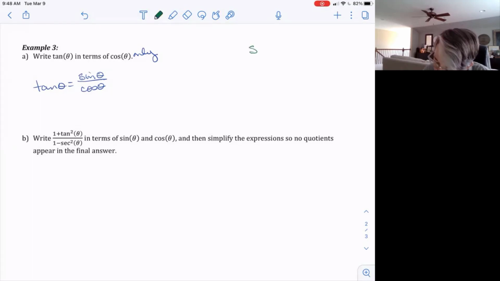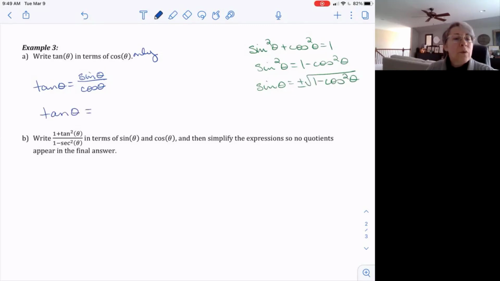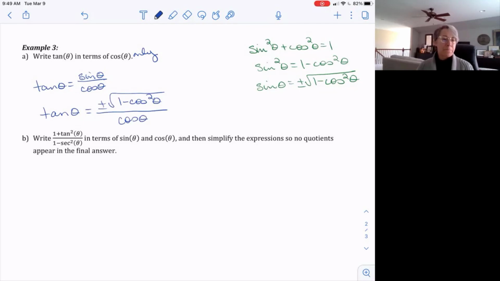So over here on the right, sine squared theta plus cosine squared theta equals 1. Sine squared theta equals 1 minus cosine squared theta. And then take the square root of both sides. And we get either plus or minus the square root of 1 minus cosine squared theta. So we can write tangent theta as plus or minus the square root of 1 minus cosine squared theta over cosine theta. We can leave it like that.